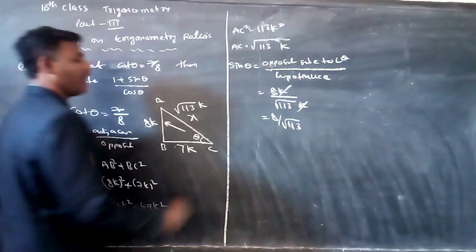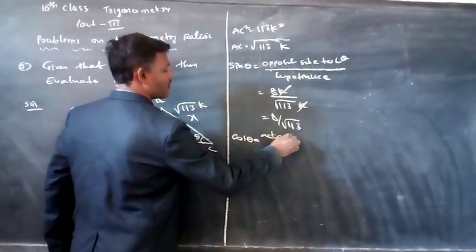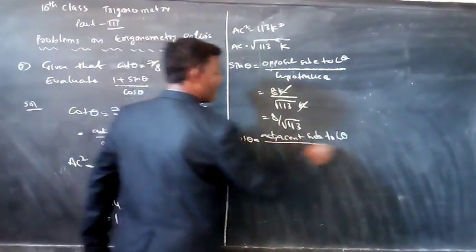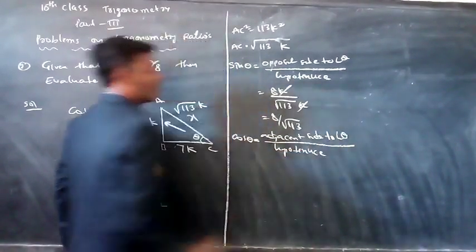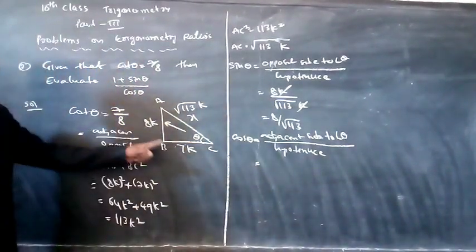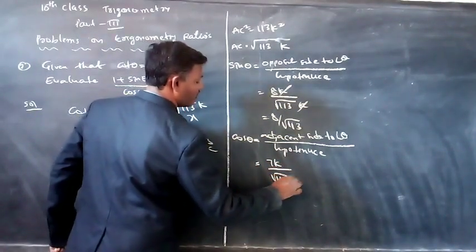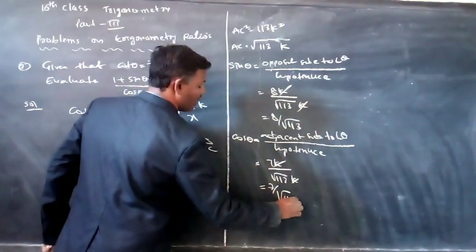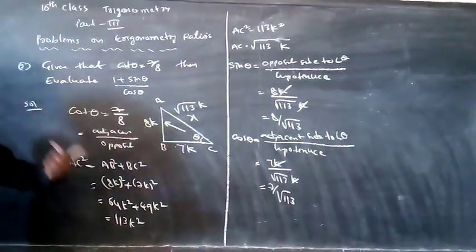Next, what do I need? I need the cos theta value. What about cos theta? Adjacent side to angle theta by hypotenuse. What is the adjacent side here? 7k. So 7k by under root of 113 k. k and k get cancelled. What is the answer? 7 by under root of 113. Now I know the value of cos theta and also the value of sin theta.